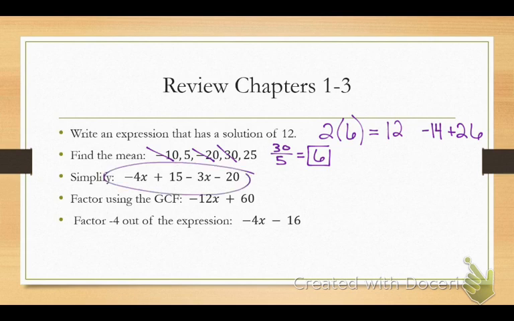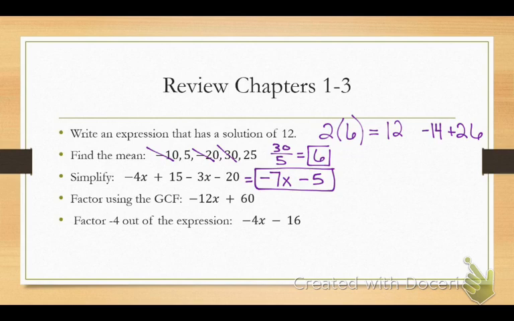What do I do here? How would I simplify this expression? Add all the, what do we call those things? The like terms. Very good. What's negative 4x minus 3x? Negative 7x. Yes, negative 7x. And what's 15 minus 20? Negative 5. So that would be my answer here on this third one.